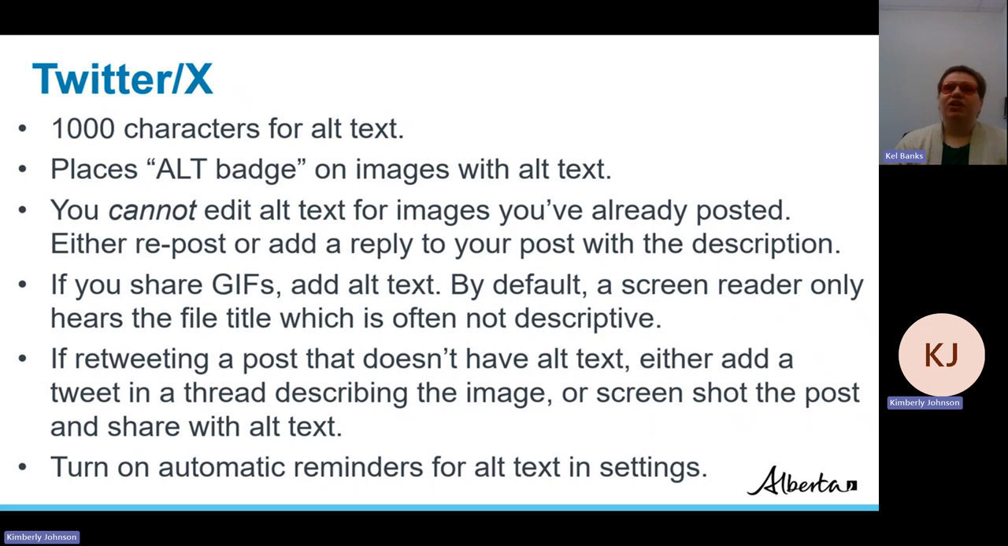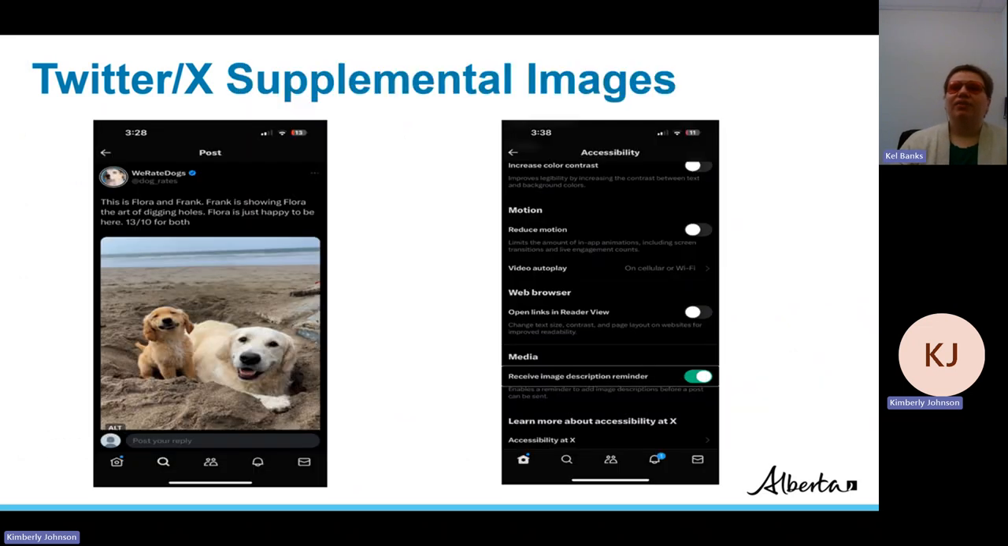If you share GIFs, make sure you add alt text to those posts as well, to the GIF file, because if you don't, all a screen reader user will read is the title of that file, which is often not descriptive at all. And if you're retweeting a post that doesn't have alt text, if the image doesn't have that little alt badge in the corner, either add alt text in your post or take a screenshot of the post and add alt text.